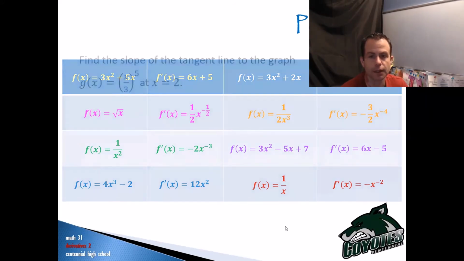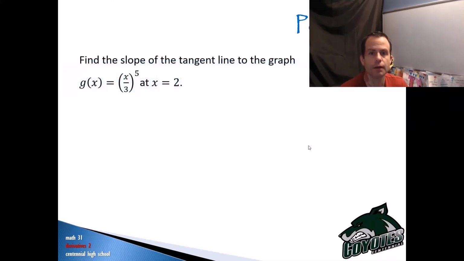Cool. So find the slope of the tangent line to the graph g of x equals x/3 to the 5 at x equals 2. The first thing I'm going to do is find the derivative. So I need you to look at this as x to the 5 over 3 to the 5. That is the same as saying 1/243 x to the 5. I have not taken a derivative there. I just separated out my variable. Again, 3 to the 5 is 243. That's where the 1/243 is coming from.